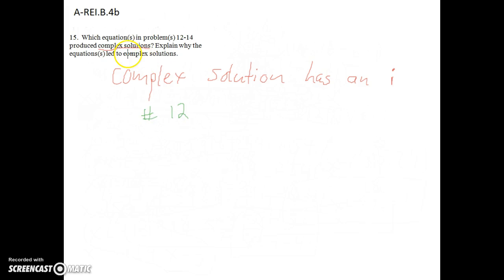So which equations in problems number 12 through 14 produce complex solutions? You can just tell me the question number that it was. Explain would pretty much be this: we found our solutions, they had an i in it, that makes it complex. That's all I'm looking for on this.